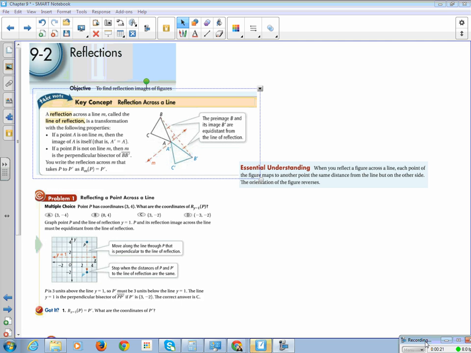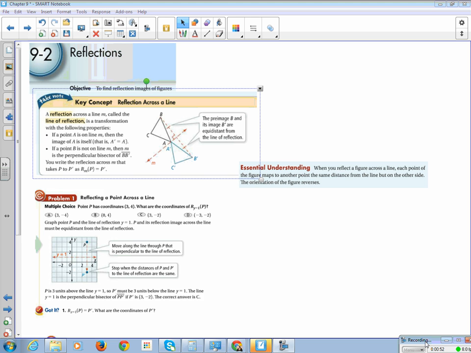A reflection across line M, called the line of reflection, is a transformation, and it has the following properties: if a point A is on the line M, then the image of A is itself, so A prime is equal to A. If point B is not on the line, then the line of reflection is perpendicular to the segment between B and B prime.